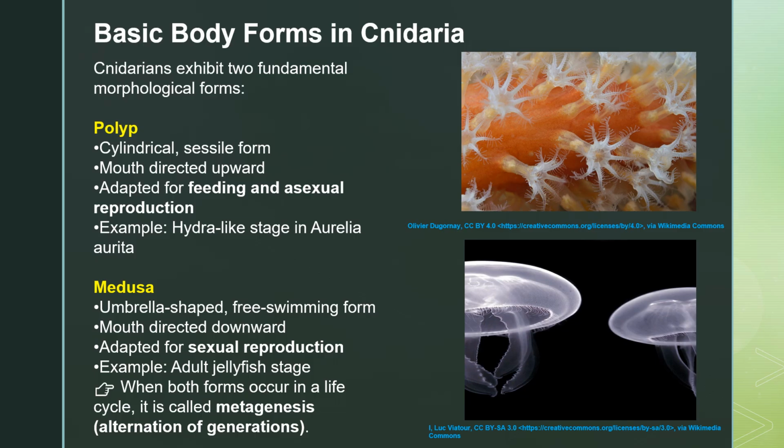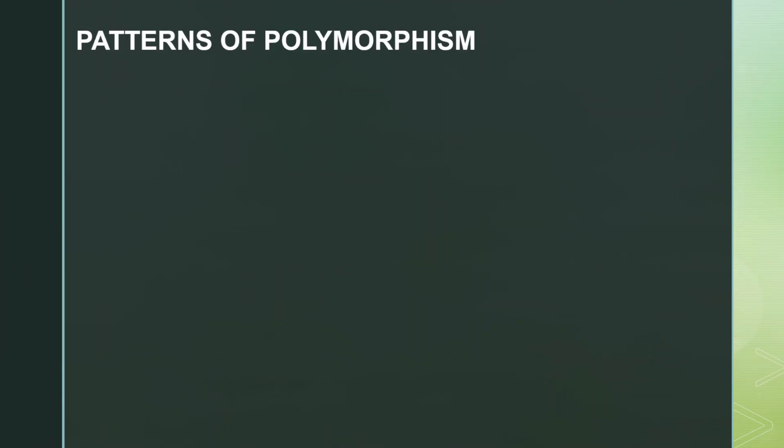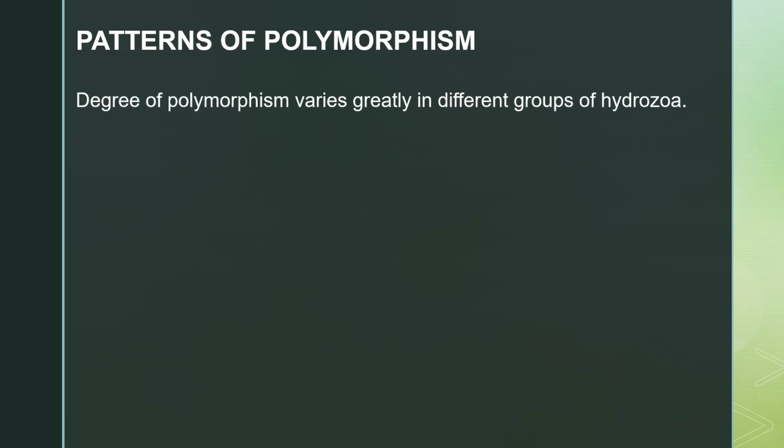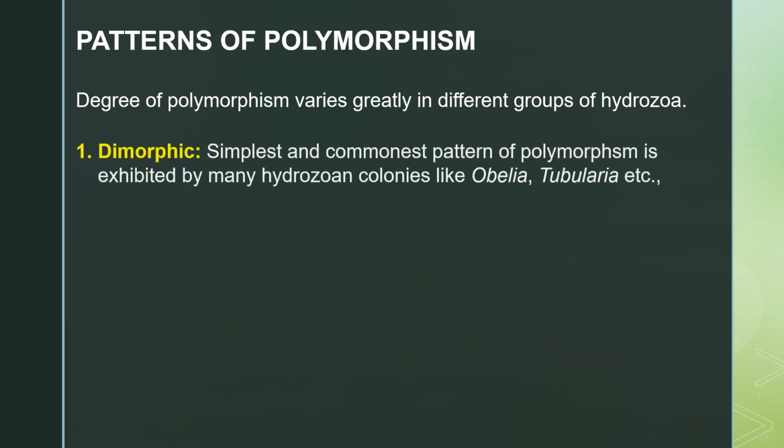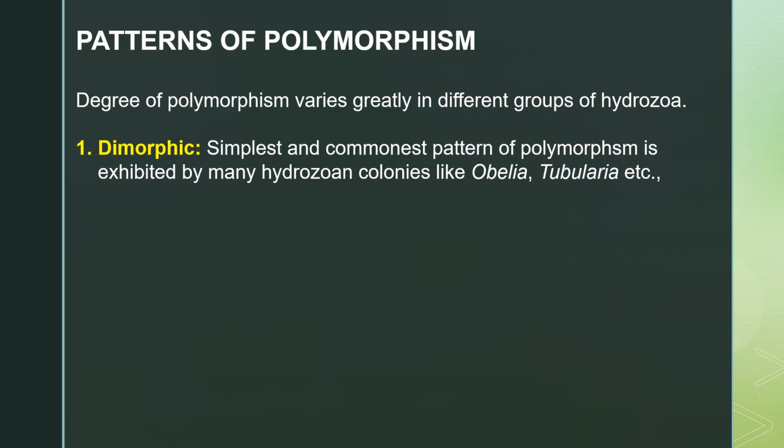When both forms occur in a life cycle, it is called metagenesis, or we can call it alternation of generations. Now there are different patterns of polymorphism. The degree of polymorphism varies greatly in different groups of hydrozoa, like the dimorphic forms. These are the simplest and commonest patterns of polymorphism, exhibited by many hydrozoan colonies like Obelia, Tubularia, etc.